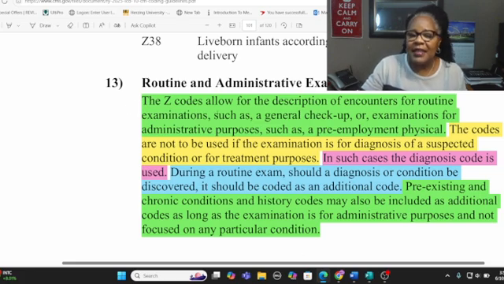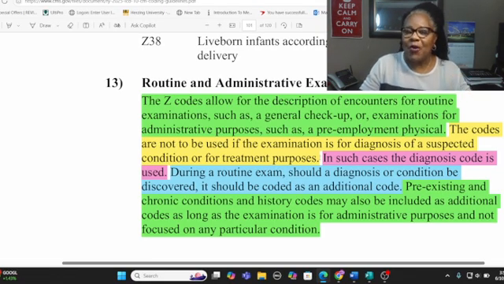It says the Z-codes allow for the description of encounters for routine examination, such as a general checkup, or an examination for administrative purposes, such as a pre-employment physical. Think about truck drivers. In order to get a job, they have to go through a pre-employment physical. That physical just says, are they in the best of health to drive? Now, the codes are not to be used if the examination is for diagnoses of a suspected condition or for treatment purposes. So see the difference?